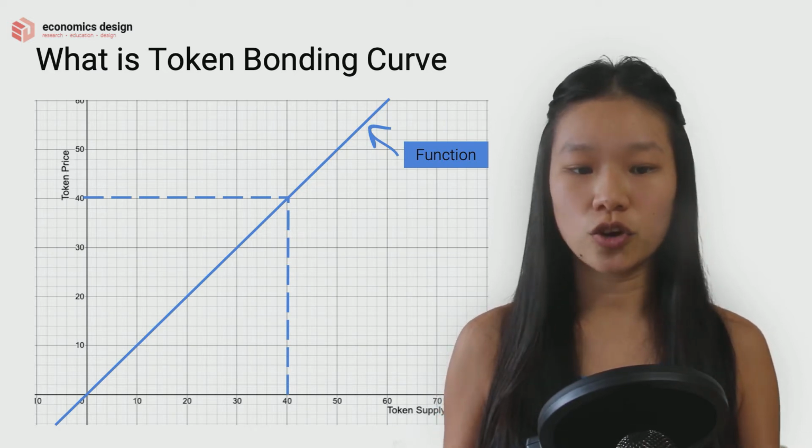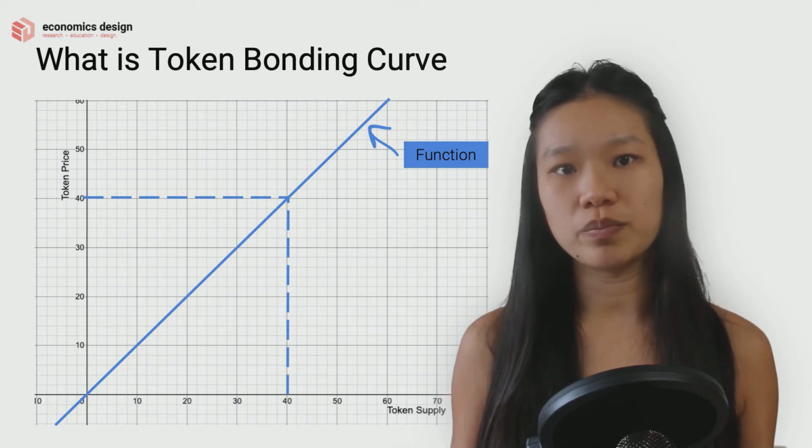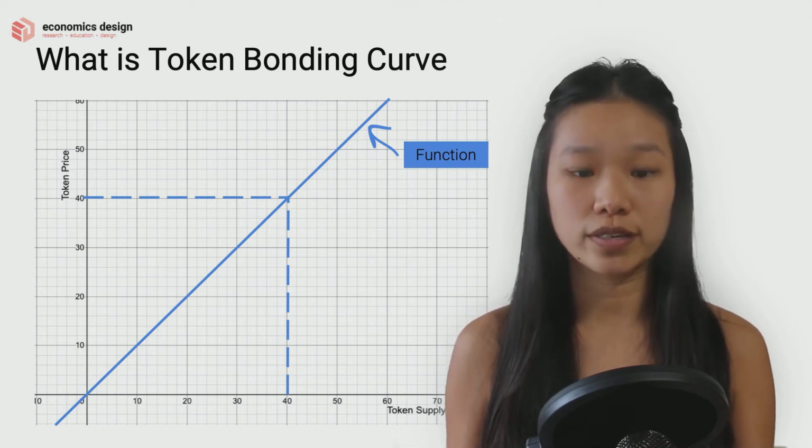So once again, a token bonding curve is just a line, a mathematical curve, that shows the relationship between the token supply and the token price.